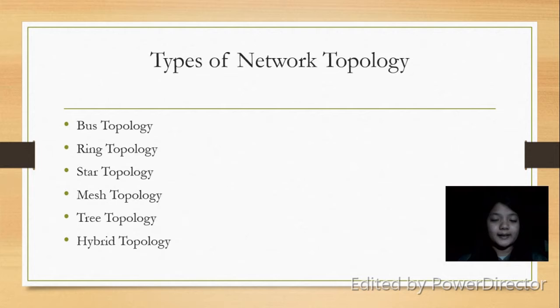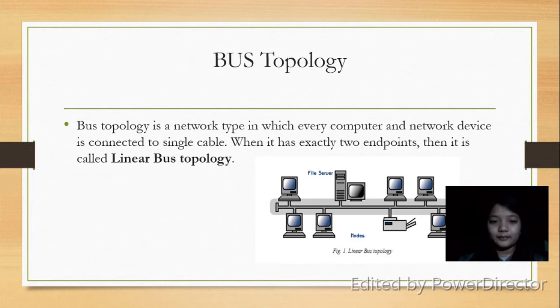So there are six types of network topology. They are the bus topology, ring topology, star topology, mesh topology, tree topology, and the hybrid topology. One by one, we will discuss that. So let's start with the bus topology.